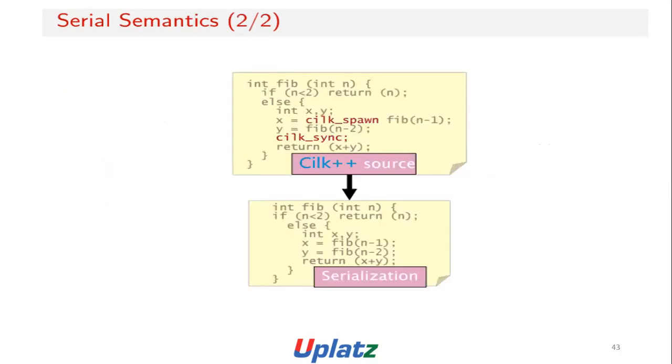Serial semantics: int fib(int n) { if (n < 2) return n; else { int x, y; x = cilk_spawn fib(n-1); y = fib(n-2); cilk_sync; return x + y; } } The Cilk++ source is this code. The serialization is: int fib(int n) { if (n < 2) return n; else { int x, y; x = fib(n-1); y = fib(n-2); return x + y; } } which is a serialization of the program.